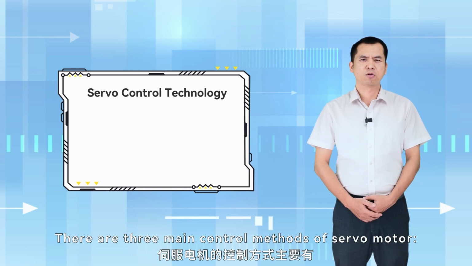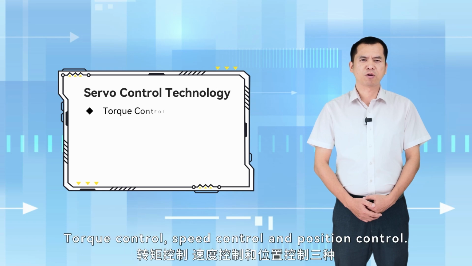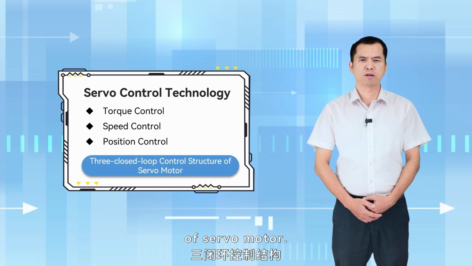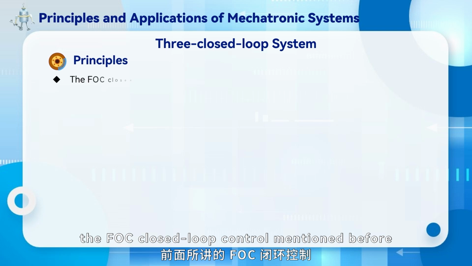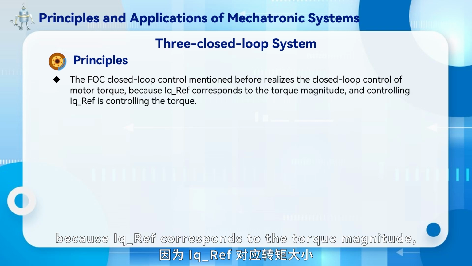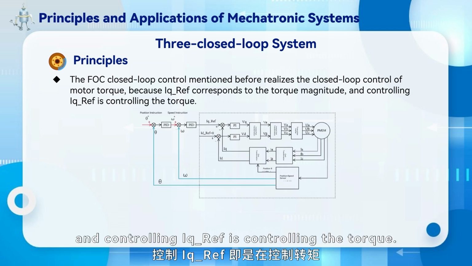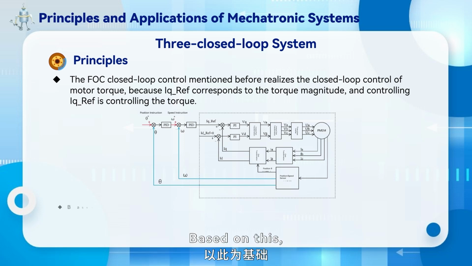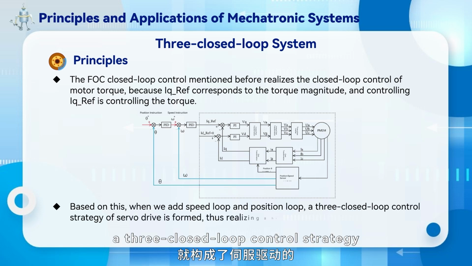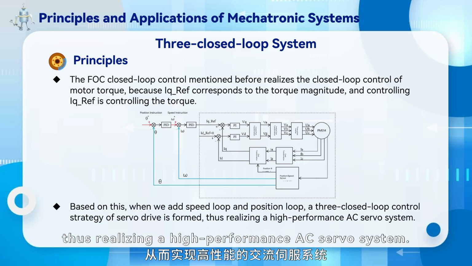There are 3 main control methods of servo motor: torque control, speed control, and position control. These control methods are based on the 3 closed-loop control structure of servo motor. In principle, the FOC closed-loop control mentioned before realizes the closed-loop control of motor torque, because IQ ref corresponds to the torque magnitude, and controlling IQ ref is controlling the torque. Based on this, when we add speed loop and position loop, a 3 closed-loop control strategy of servo drive is formed, thus realizing a high-performance AC servo system.